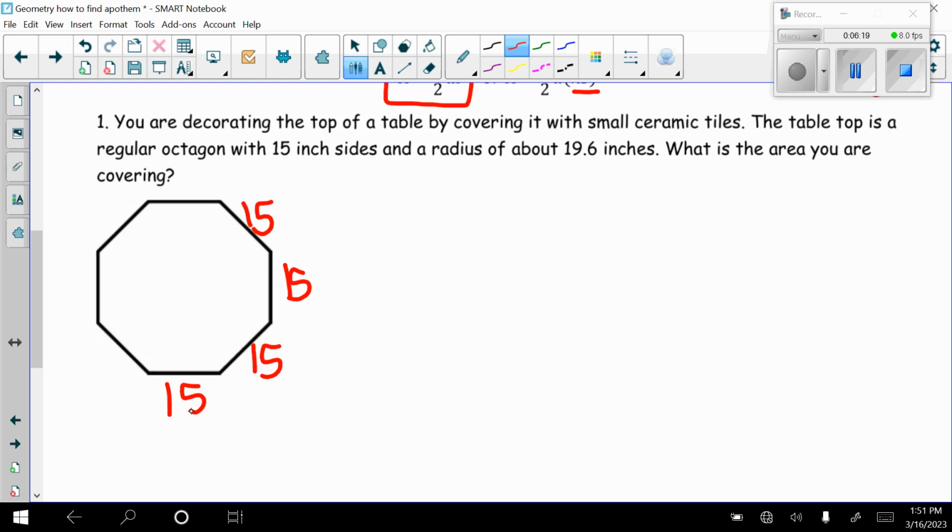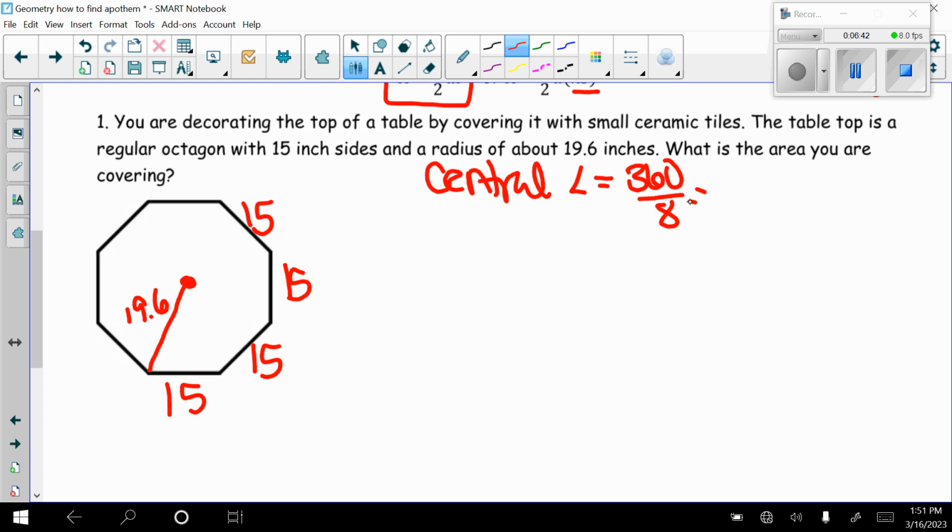And a radius of about 19.6 inches. So from here at the center, radius, this is about 19.6. What is the area you're covering? Okay. So the very first thing we want to do is find our central angle. Our central angle is going to equal 360 divided by 8, which is 45 degrees.